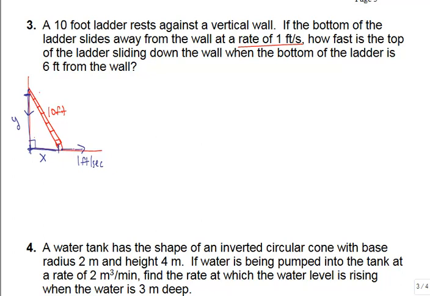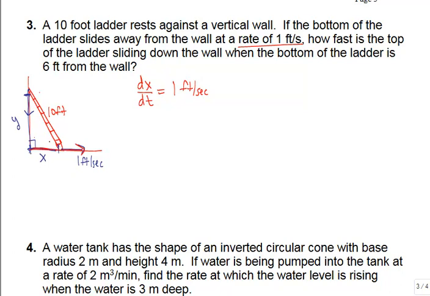So this is going this way at 1 foot per second, which means this distance x is growing at 1 foot per second. Now the rate at which it grows is its derivative, because that's a rate. So dx/dt is this 1 foot per second. It's the rate of change of this horizontal distance.